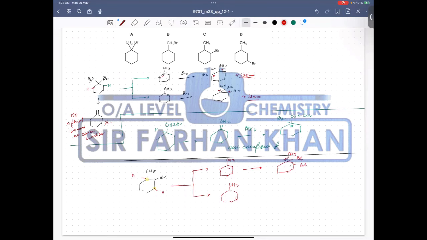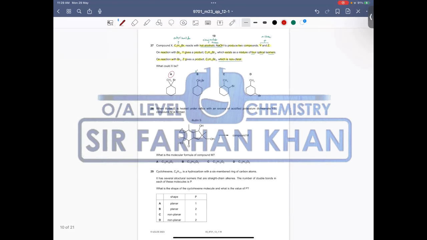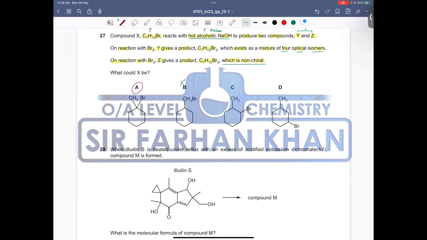So this is going to be chiral, this is going to be chiral, this is your 4 isomers. One bromine is here and one bromine is here. Obviously it is also chiral, it is also chiral. So obviously 4 isomers from here as well. So we are getting 4 isomers, but we are not getting non-chiral. Non-chiral is absent in option C, which is why C is incorrect. So I believe I was right. A is going to be the right answer. And obviously B is also incorrect. I hope it makes sense to you.